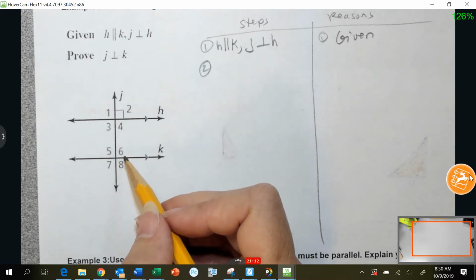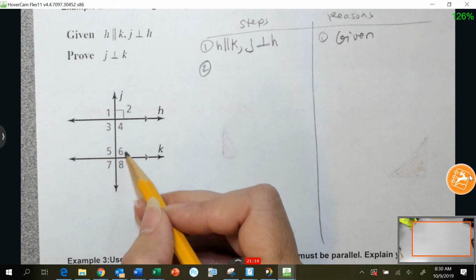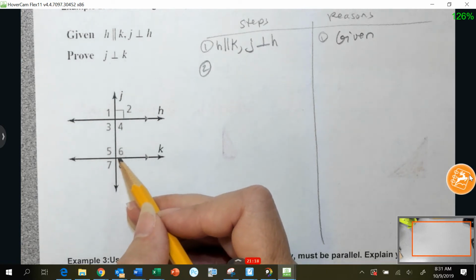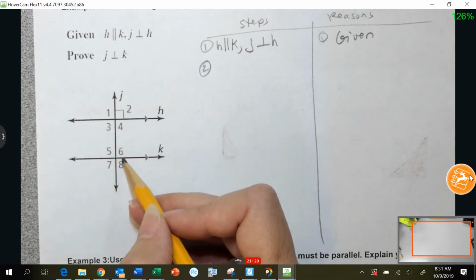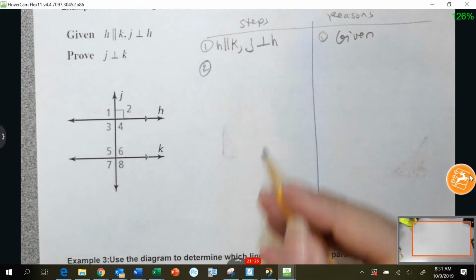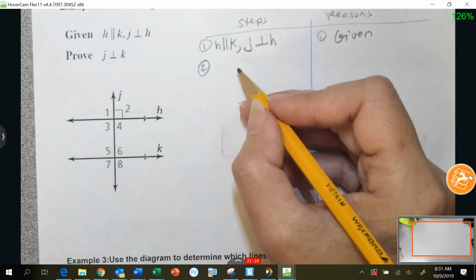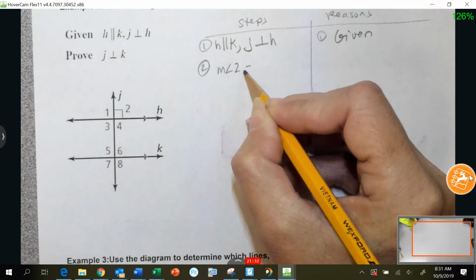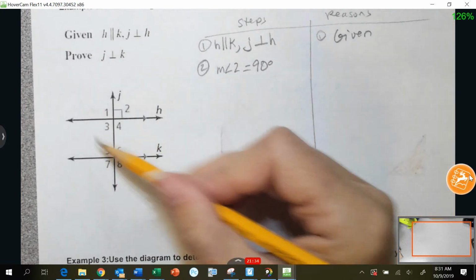Can we get to that point where we show these are congruent? Does anybody know what we could use to show that these are congruent? Corresponding angles. Okay, so we're going to go there. The first thing we're going to do, though, is not that. The first thing that we're going to do is we're just going to say that the measure of angle 2 equals 90 degrees.